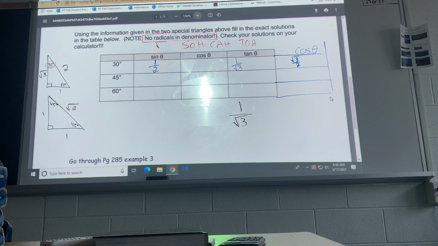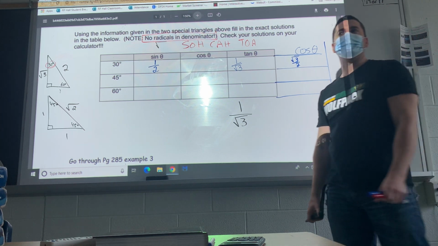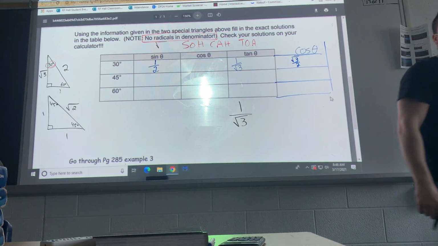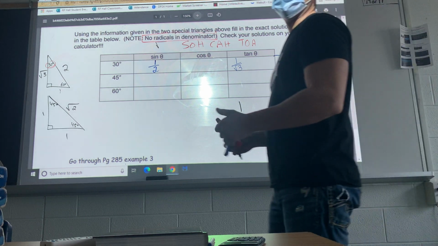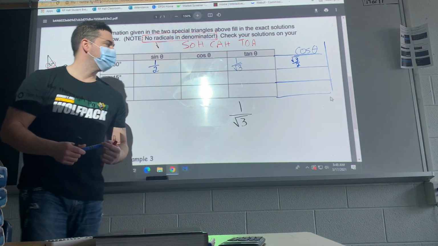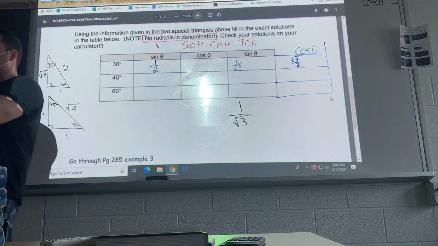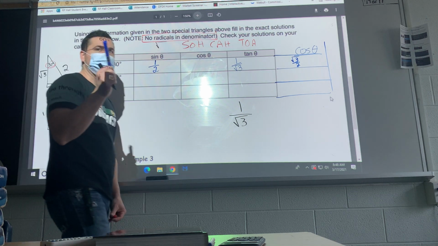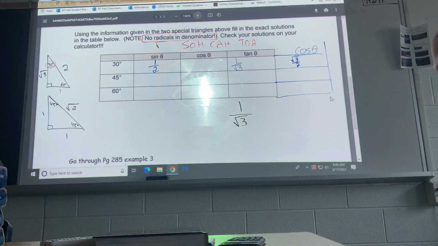Anyone want to guess what to do to get rid of it? So I want to remove this radical. People at home, you could try to take a guess too. I want to get this radical out of the denominator. All right. Squared, good guess. Well, we don't square it. Very good guess though, because that's the first thing that would have come to my mind too.